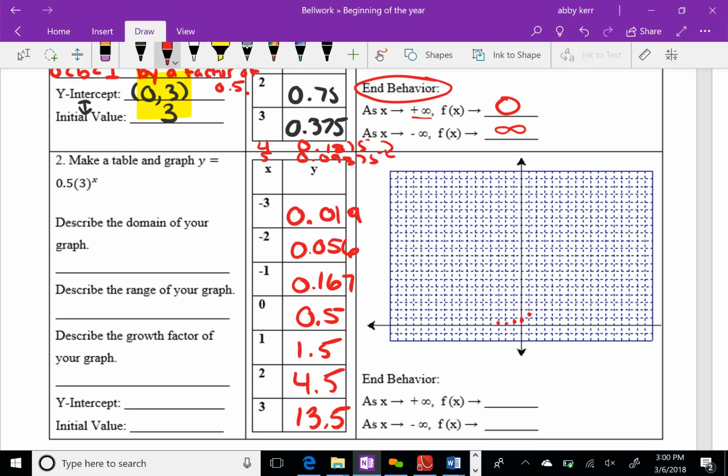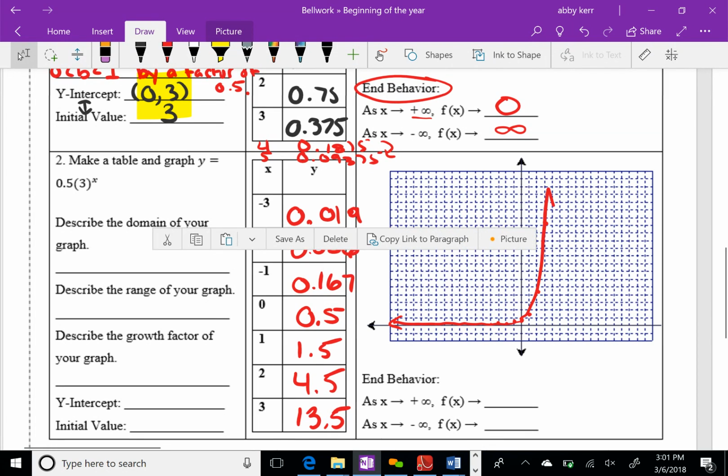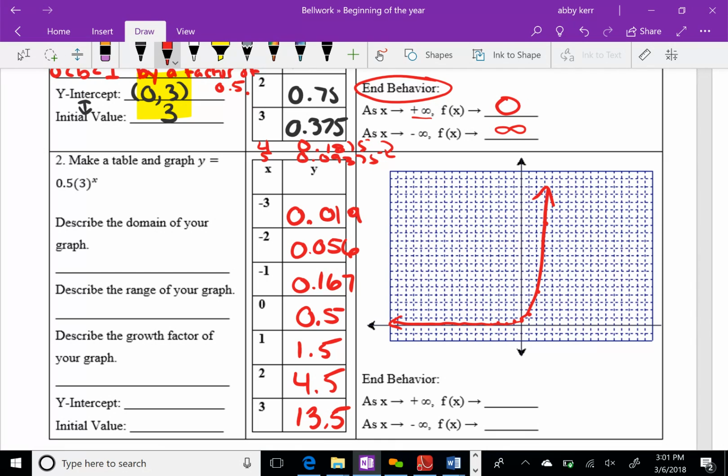1, 1.5 is right there. And 1, 2, 3, 4.5. And then 13.5. Okay. So this part right here is hard to graph, but as long as you don't go underneath the x-axis and you have that curve shape, and we know that it's not linear, you'll be fine.